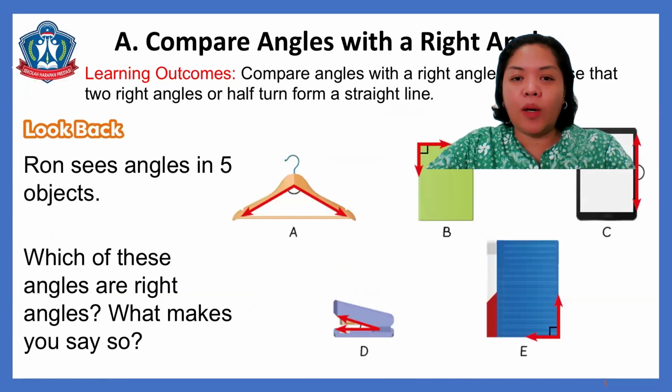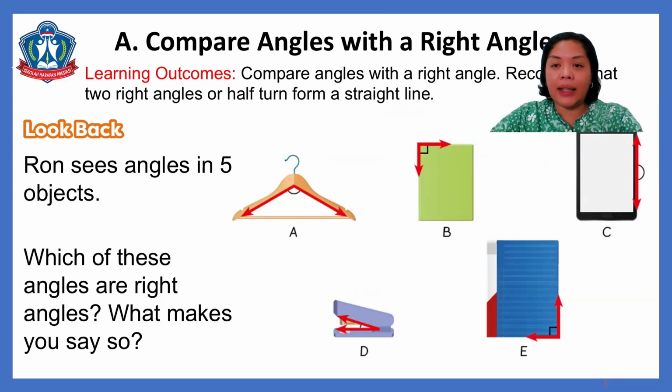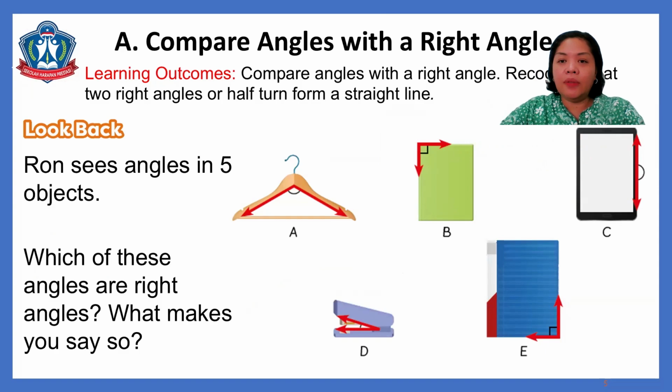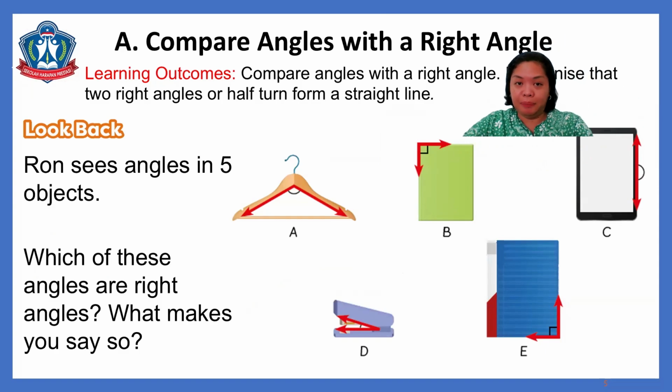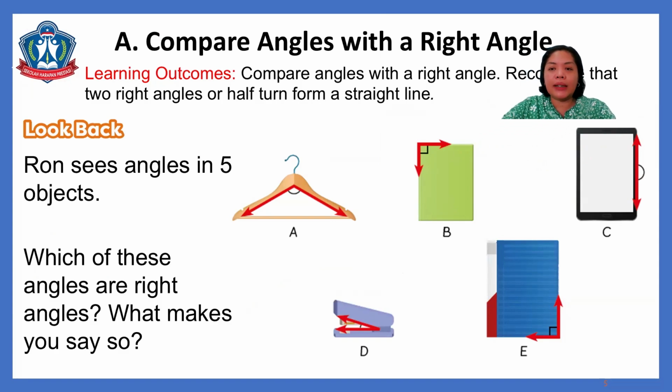Now, let's go for Lesson 1. Compare angles with a right angle. Okay, P3, are you familiar with a right angle? Look at this picture here. Ron sees angles in 5 objects. So there are 5 objects with different angles. Anyway, what is an angle, P3?